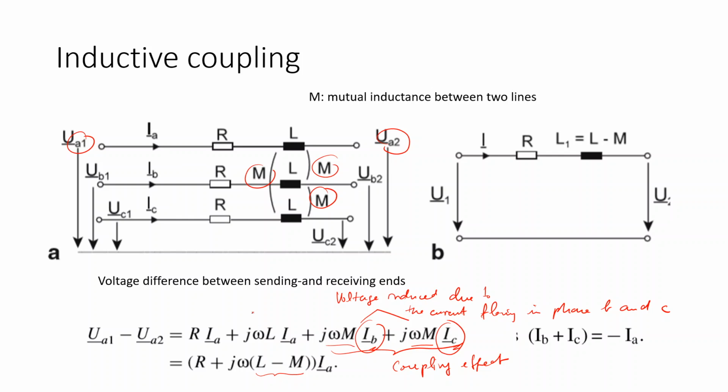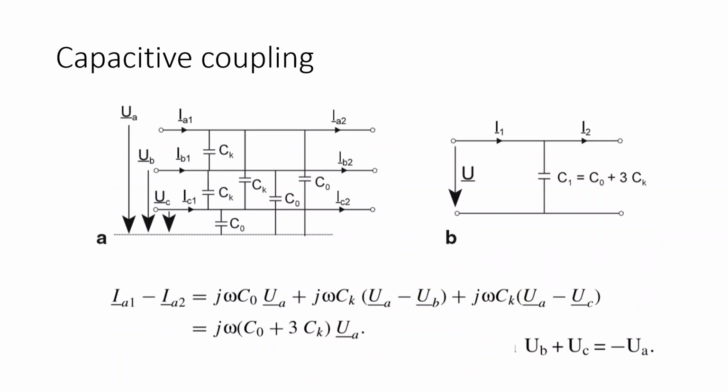So you can see that incorporating the mutual coupling between the other lines, the inductance of the line is just reduced by the mutual inductance. If you don't consider the inductive coupling, you don't have this M term. That would be the general case. I mean, you can just do the normal uncoupled case, right?